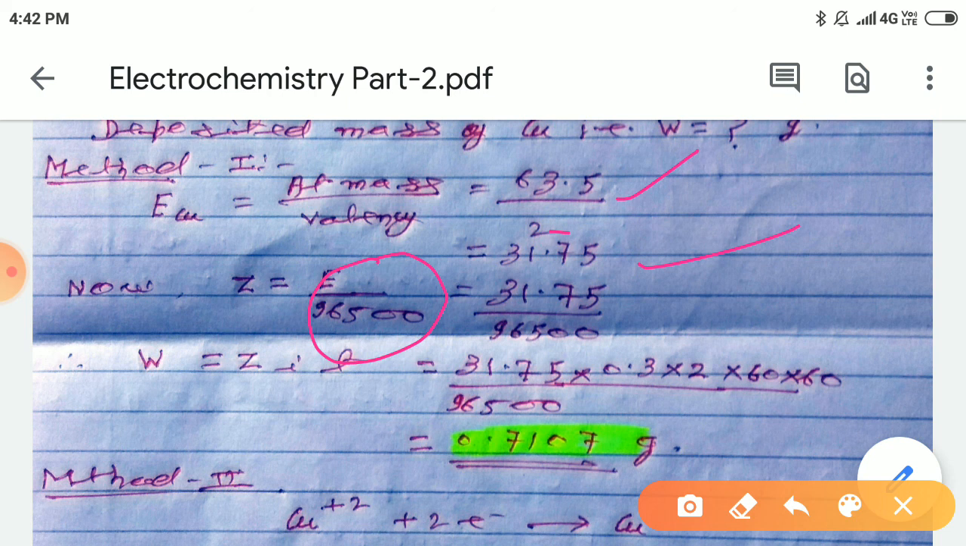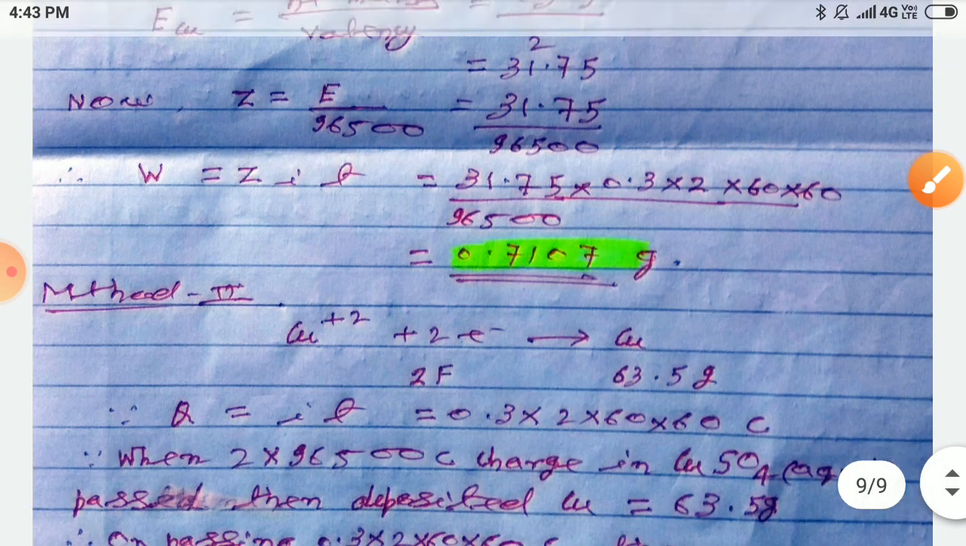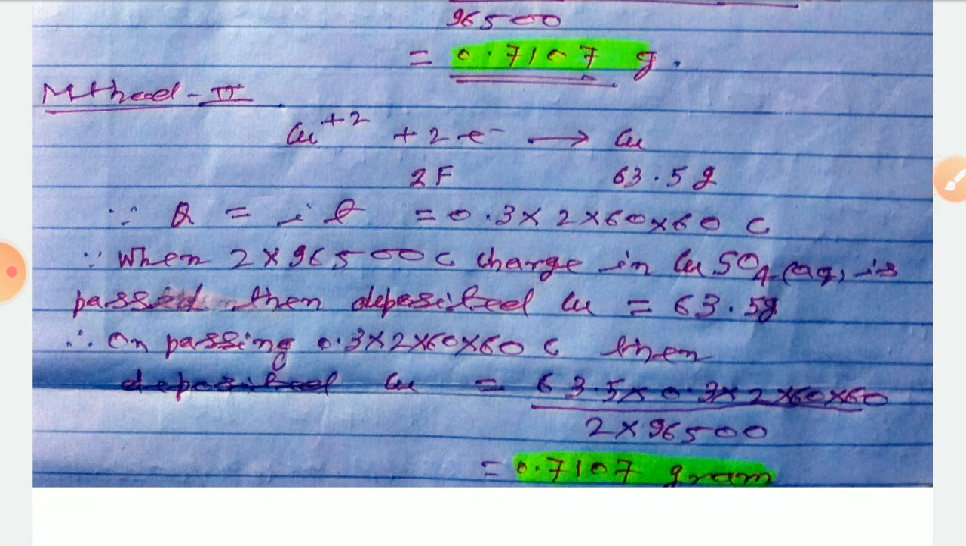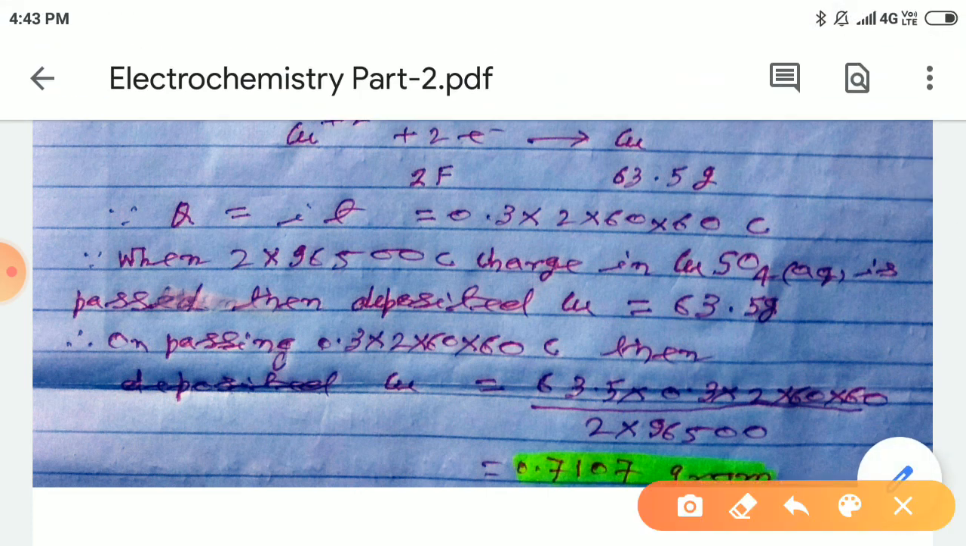So the deposited copper at the cathode will be equal to 31.75 into 0.3 into 2 into 60 into 60 upon 96,500. So the deposited copper will be equal to 0.7107 gram. The second method is, we may write the balanced equation for the reduction of the copper ion. Here 1 mole of copper cation takes 2 moles of electrons and gets reduced into copper.